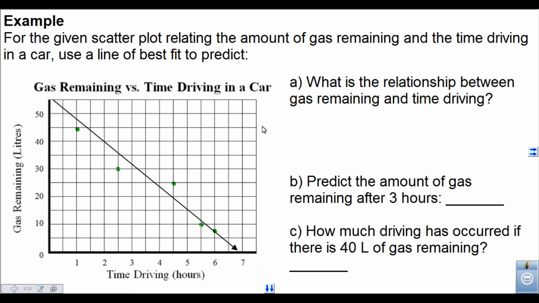Now, what's the relationship between gas remaining and time driving? Well, the more time driving, the less gas remaining.